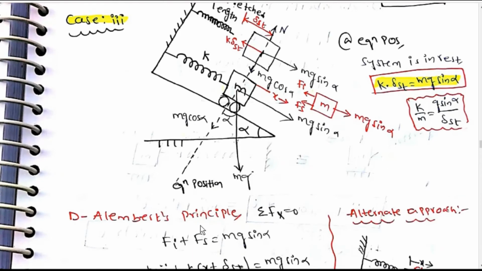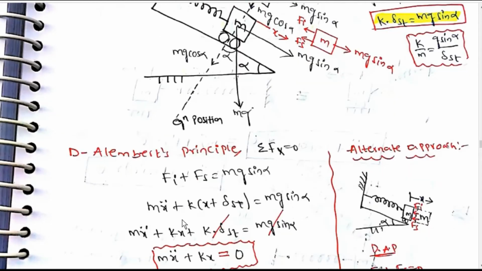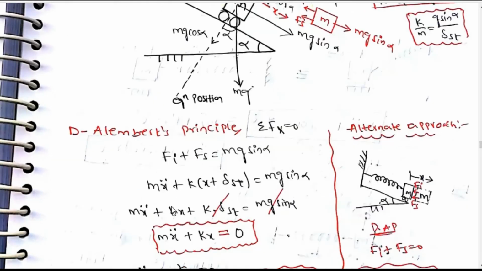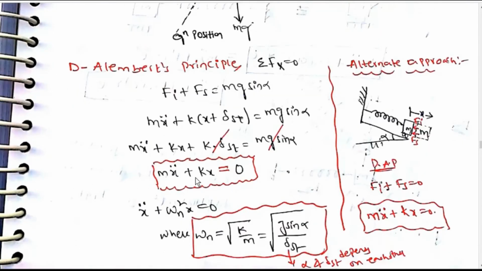D'Alembert's principle: sigma Fx is equal to 0, Fi plus Fs is equal to mg sin alpha. So m x double dot plus k into x plus delta static is equal to mg sin alpha, that is m x double dot plus kx plus k delta static is equal to mg sin alpha. These both will cancel out. Finally, m x double dot plus kx is equal to 0.